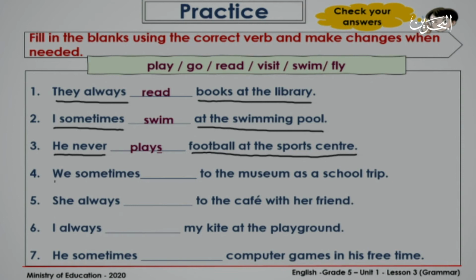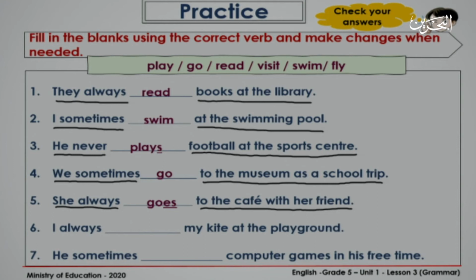Number four. We sometimes go to the museum as a school trip. Here you didn't add S because you have we. Very good. Number five. She always goes to the cafe with her friend. We added S here because we have she. Very good. Number six. I always fly my kite at the playground. We didn't add the S because we have I.